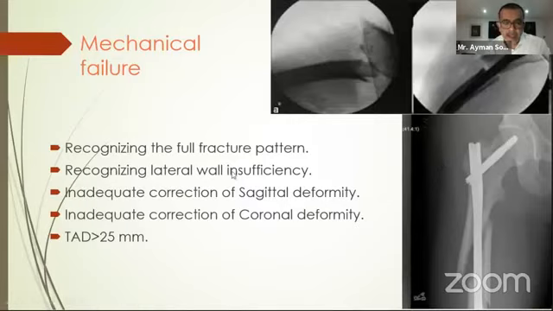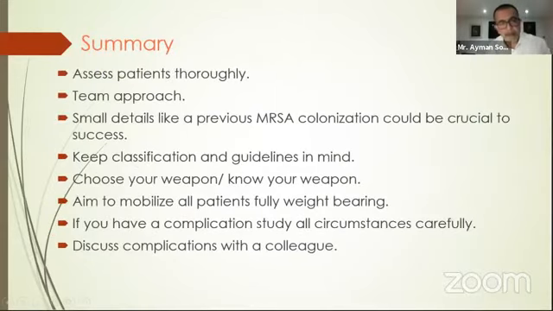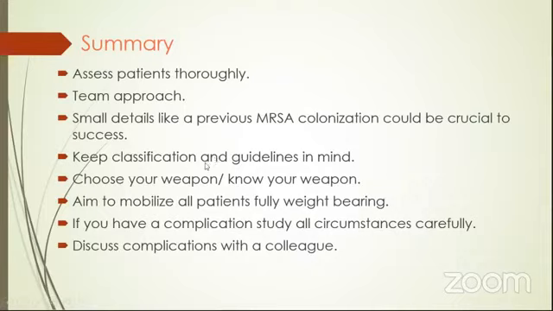So recognizing the full fracture pattern, recognizing lateral wall insufficiency, adequate correction of sagittal deformity, inadequate correction of coronal plane deformity, and the tip apex distance. These are your factors. Now, to summarize, assess your patient thoroughly. The team approach, MDT approach. Small details can make a huge impact. A patient with previous MRSA colonization, very trivial thing, you can have an MRSA infection. Bear that in mind. Keep your classification and guidelines in mind. Use your weapon, know your weapon.